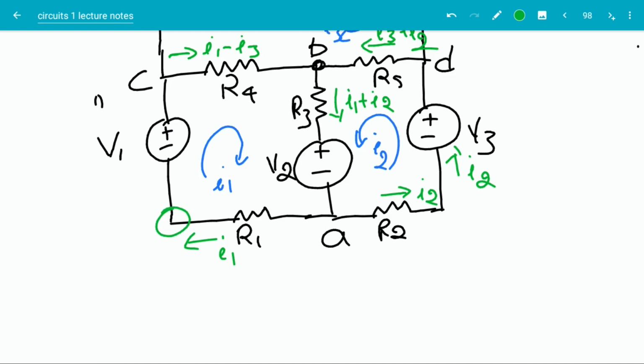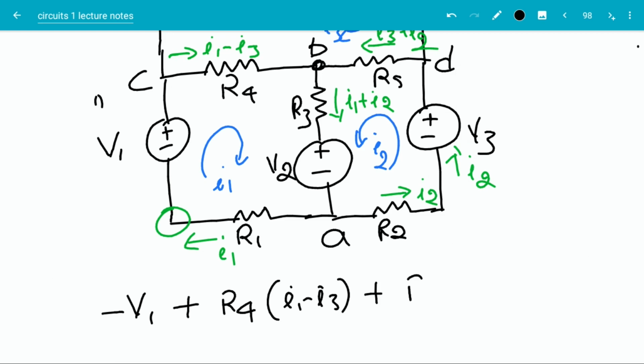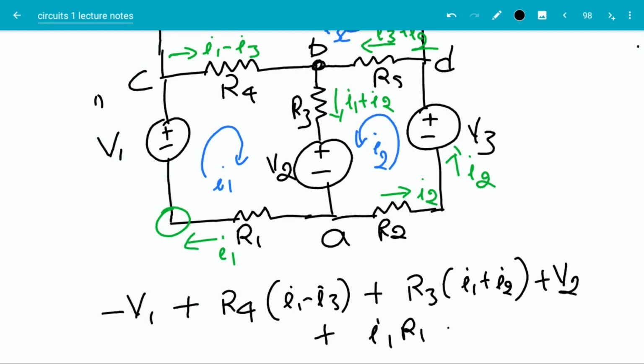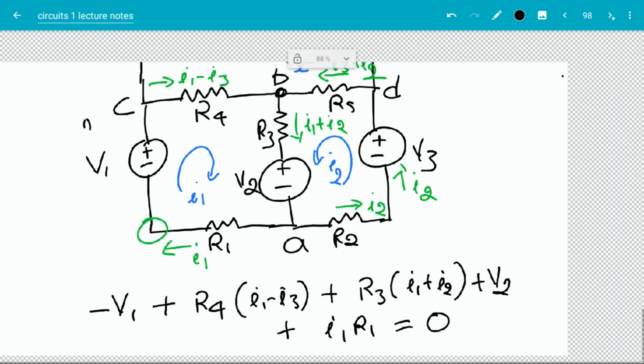Start at that point, end at that point, going in clockwise direction. So going up, I have an increase of V1, plus I have a drop of R4 times I1 minus I3, plus I have a drop of R3 times I1 plus I2, plus I have another drop of V2, plus I have another drop of I1 times R1, and that should be equal to 0. That is my first KVL equation.